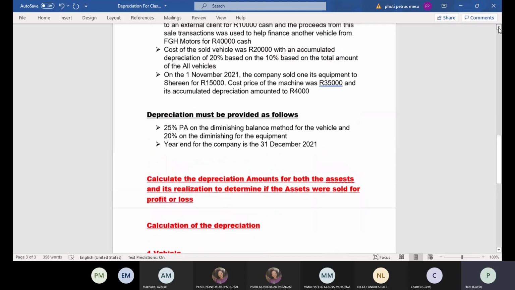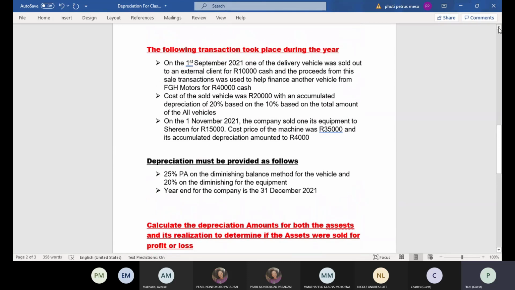Looking at the additional information here, you're given more information regarding the vehicle that was sold. It says that on the 1st of September 2021, one of the delivery vehicles was sold to an external client for 10,000 rand cash, and the proceeds of this sale were used to help finance another vehicle from HH Motors for 40,000 rand. It says that the cost of the sold vehicle was 20,000 rand, and its accumulated depreciation is 20% based on 10% of the total amount of the vehicle.